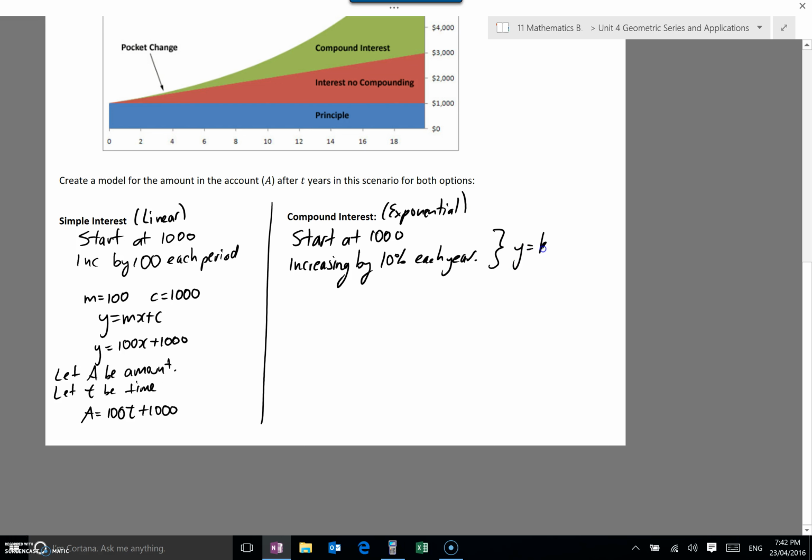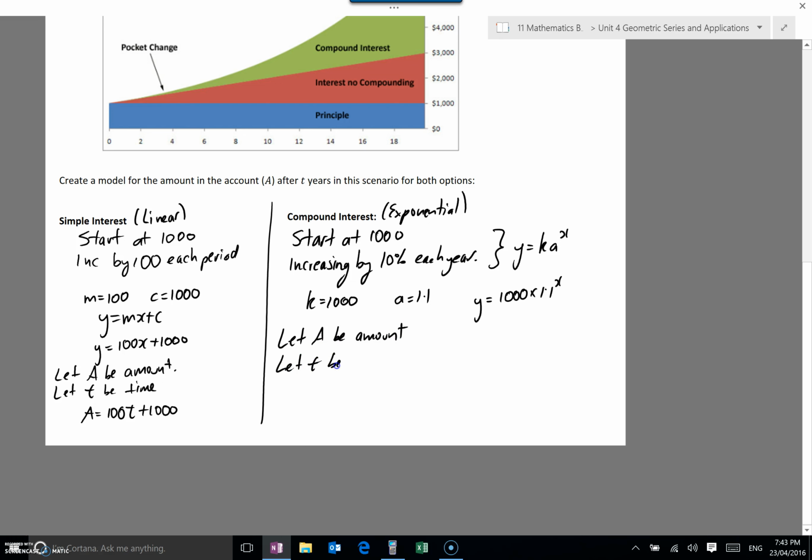We have the form y equals k a to the power of x. In this scenario, this is telling me my k value is 1,000 and my a value is 0.1. No, that was on purpose. a equals 1.1 because we're increasing by 10% each year. A needs to be bigger than 1 and finding essentially 110%. So my model will be y equals 1,000 times 1.1 to the power of x. But again, we should define our variables better. Let a be the amount.